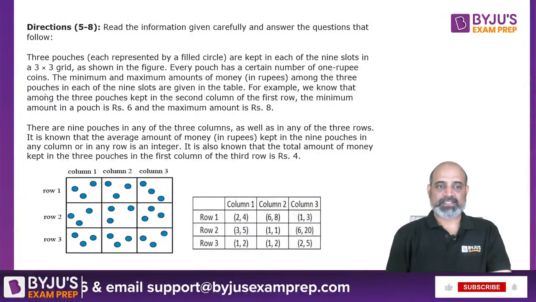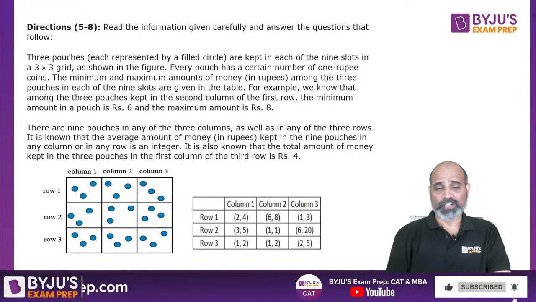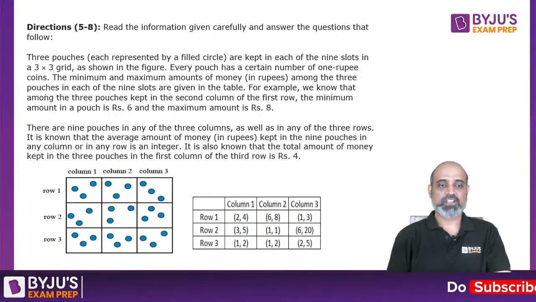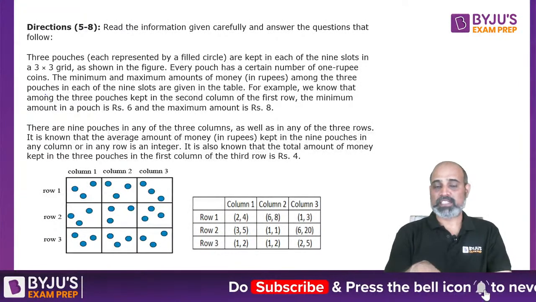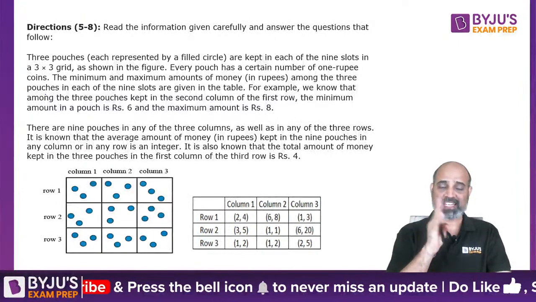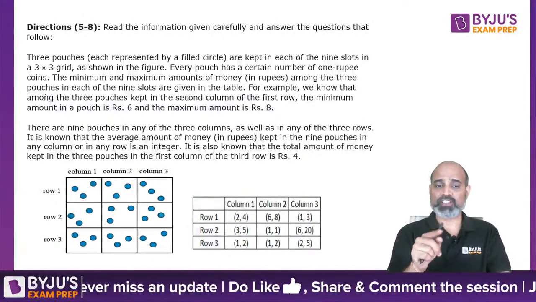Okay, next set. 3 pouches, each represented by a filled circle, are kept in each of the 9 slots in a 3x3 grid as shown in the figure. Let's take a pause and look at the figure. We have that 3x3 grid. You have got 3 rows, 3 columns. In each ith row and jth column, as in every cell, you see 3 blue circles.